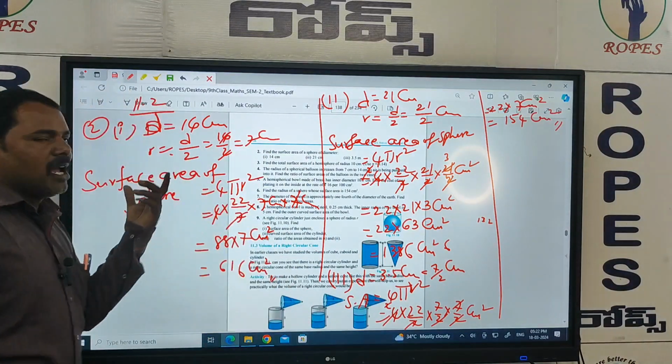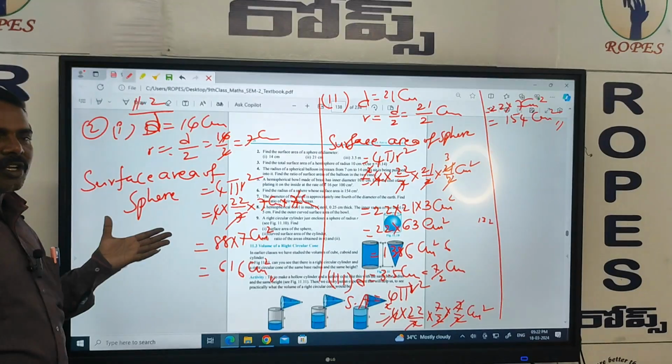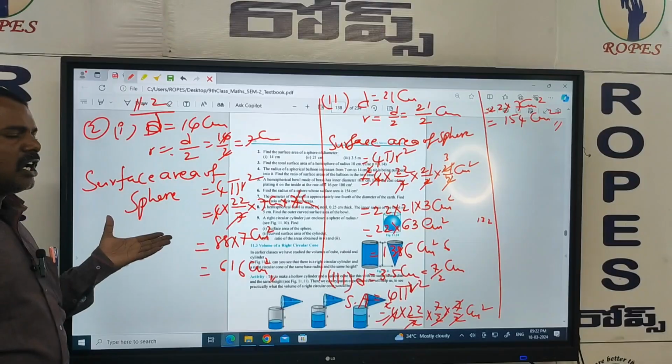So when they give the diameter, from the diameter how to find the surface area of the sphere, we saw that in this problem.